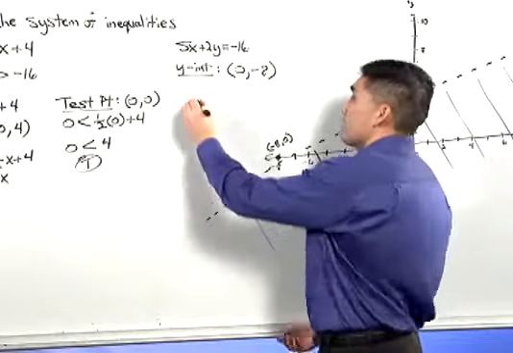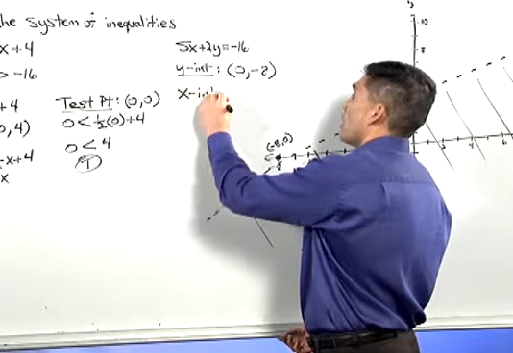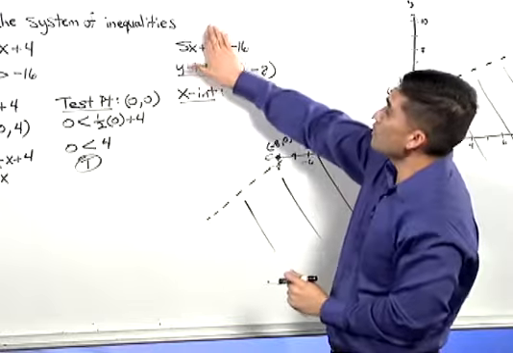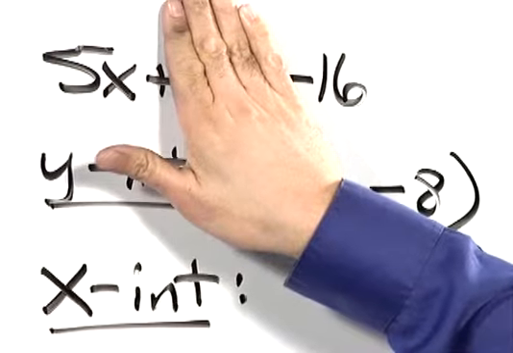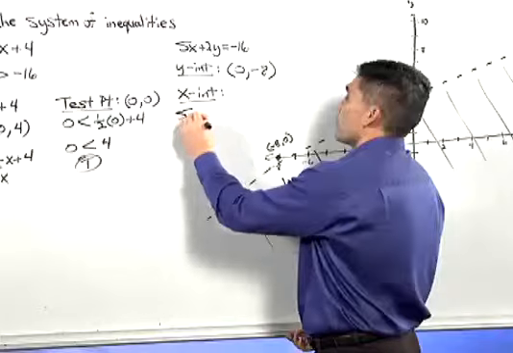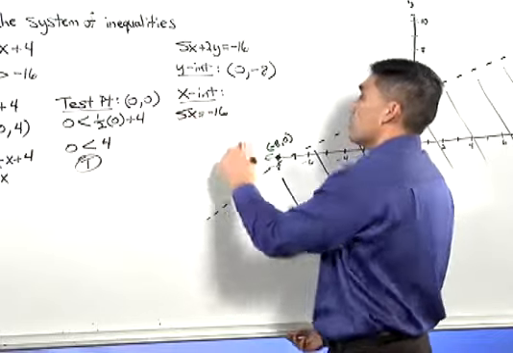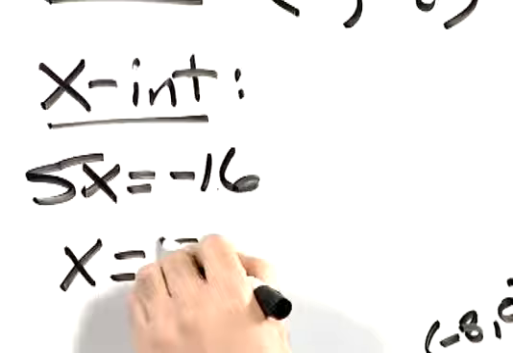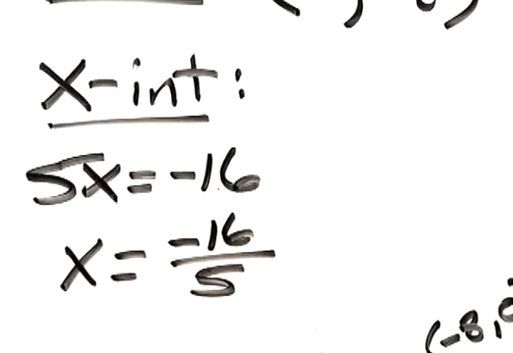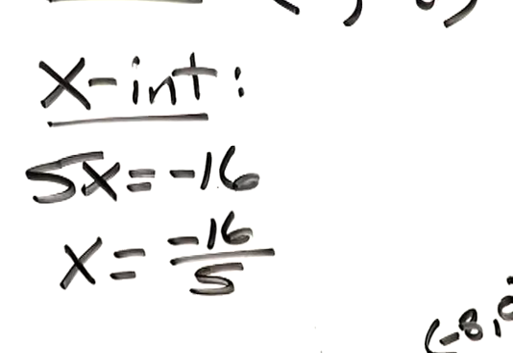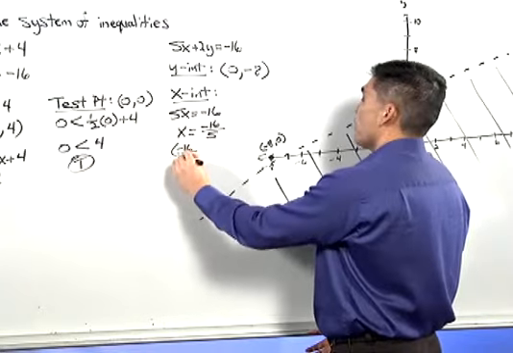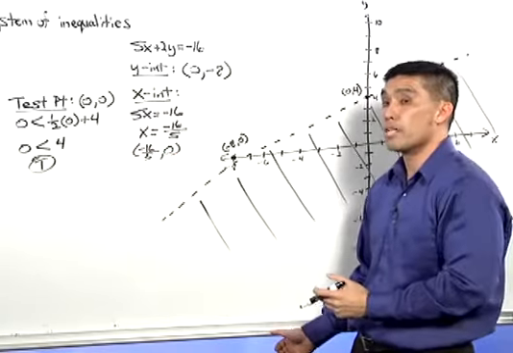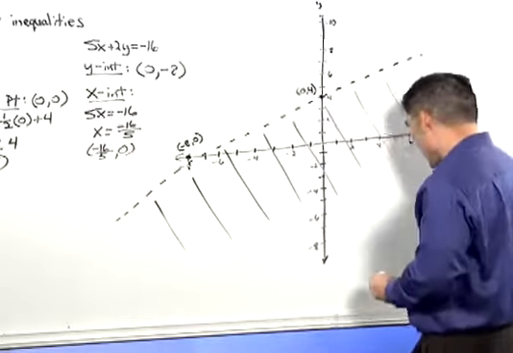To find out what the x-intercept is, this time we let y equal 0. If we let y equal 0, now we have the equation 5x equals negative 16. And solving for x, we end up with x equals negative 16/5. And so the x-intercept is negative 16/5, 0. Let's plot those 2 points. I'll plot those in red.